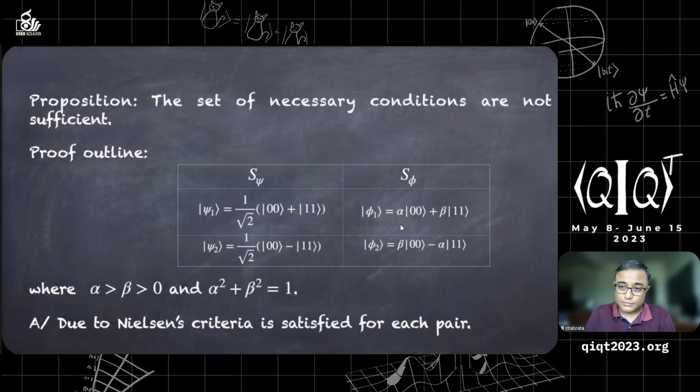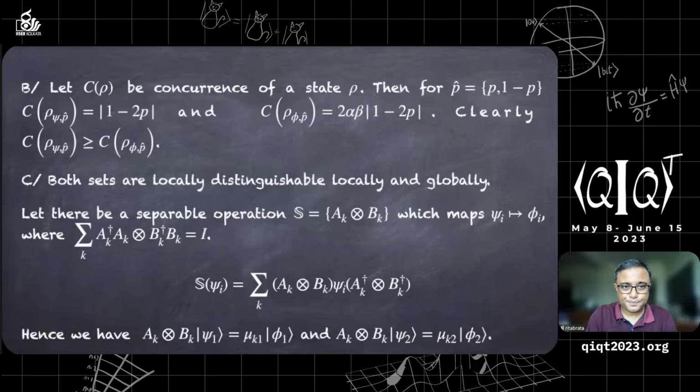I am taking the real numbers, nothing complex. So now, does it satisfy all the things? Okay, the Nielsen's criteria is satisfied for each pair. So A is satisfied. Now, to show B, you see the density operators, if you consider with some probability measures, then you can consider the concurrence as one of the measure of entanglement. And you can see that the condition B is also satisfied by using this measure of entanglement.